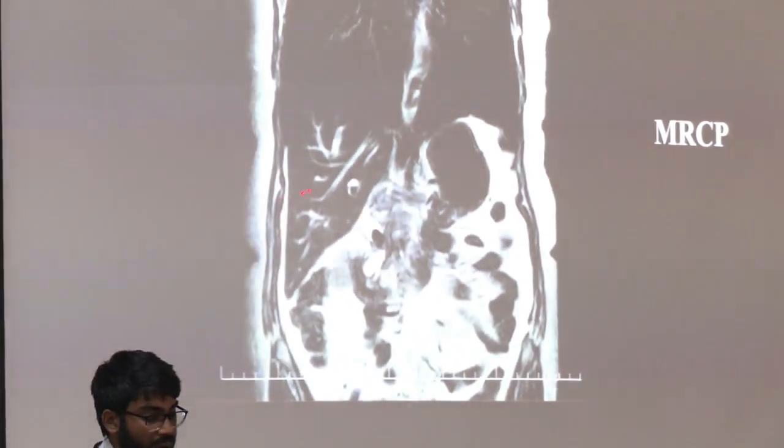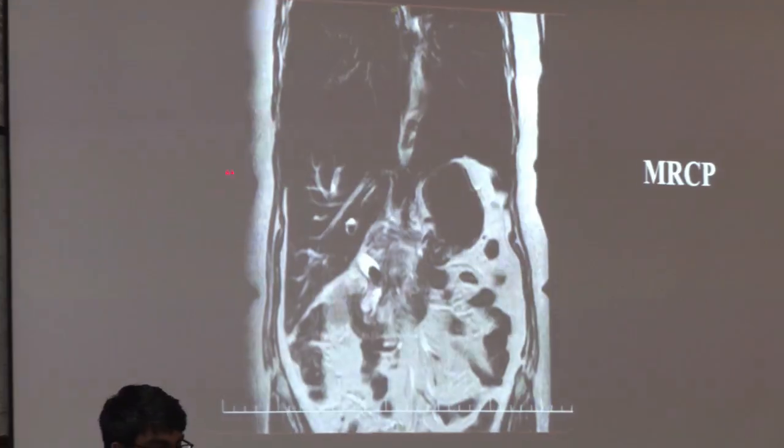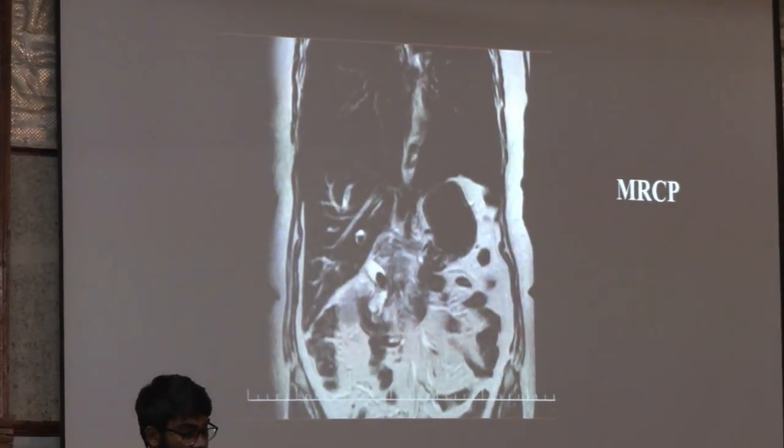MRCP was done. This is a coronal section of MRI showing the presence of a hypointense focus in the CBD. There is retrograde dilatation of the proximal CBD, and there is also IHBRD present.